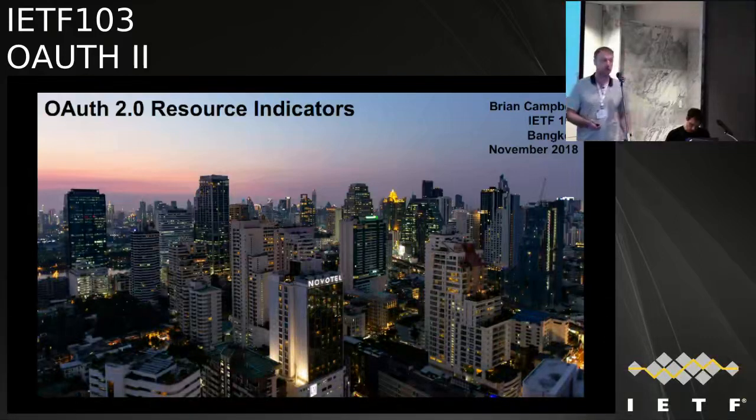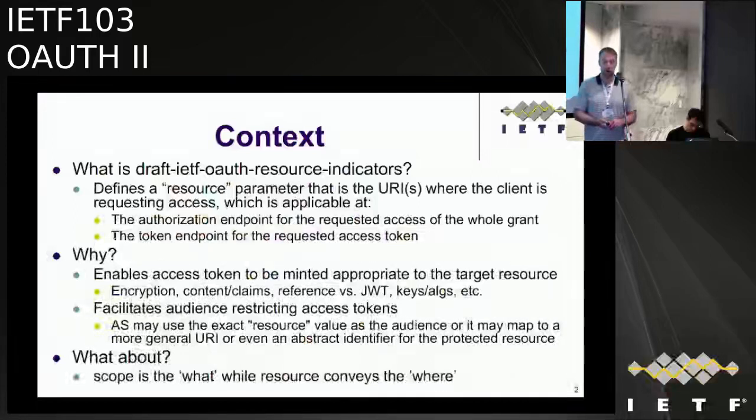So a little bit of context about what this draft is. Basically, there's not a lot to it on the surface anyway. It defines a resource parameter that is just a URI or URIs where the client is requesting access. This is applicable both at the authorization endpoint, to convey the requested access of the whole grant being asked for, and at the token endpoint, which is more specifically about the scope of use of the access token being requested right there. What resource are you going to use that particular access token at?